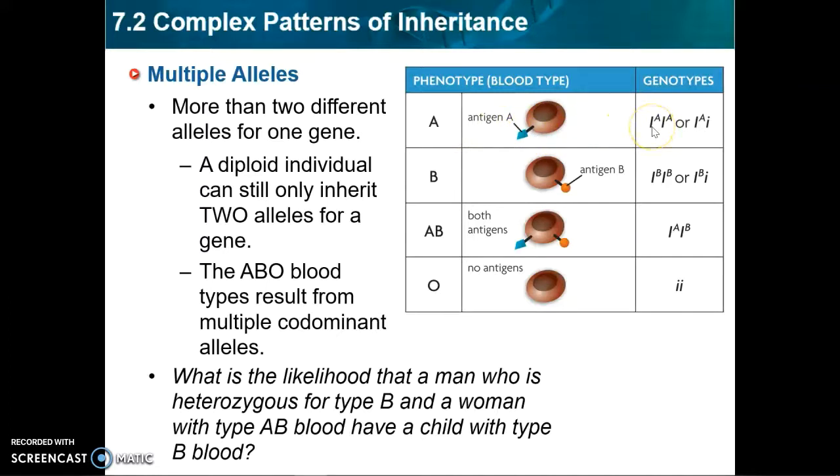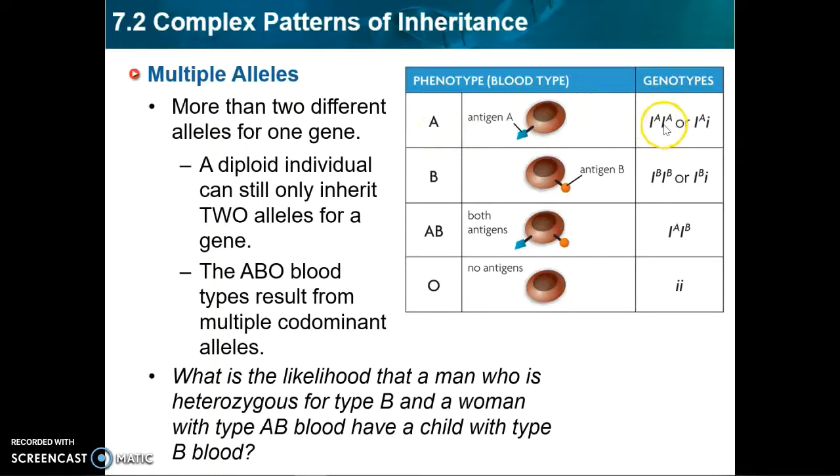And the genotype for that, you'll see the genotype written with the letter I. The letter I just refers to the gene that produces that antigen. That gene I, if it is type A, we use a superscript of an A. And you'll notice this lowercase i here. Well, that's the recessive form of having no antigens whatsoever. So there's two genotypes that would give us type A blood.